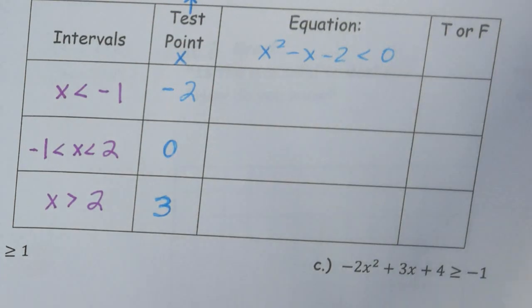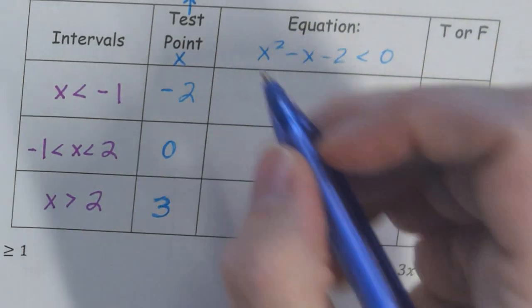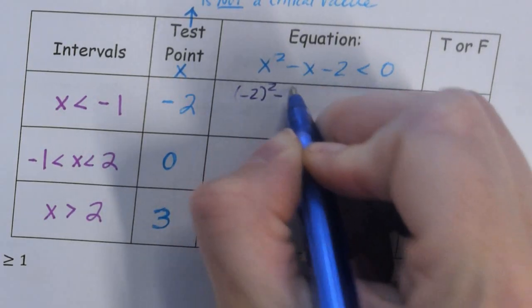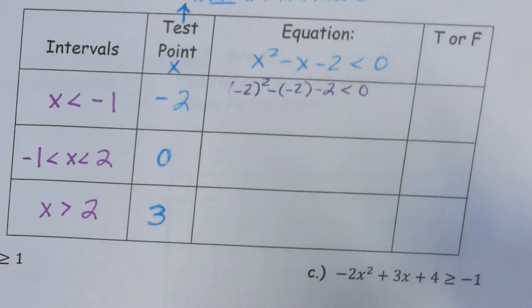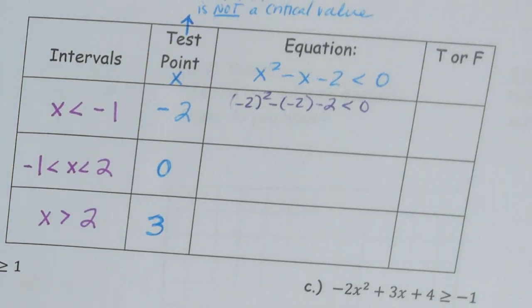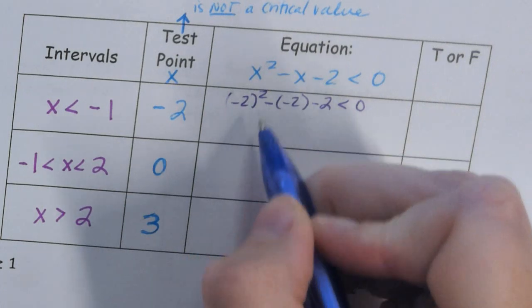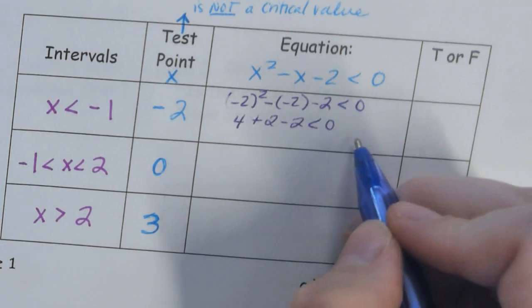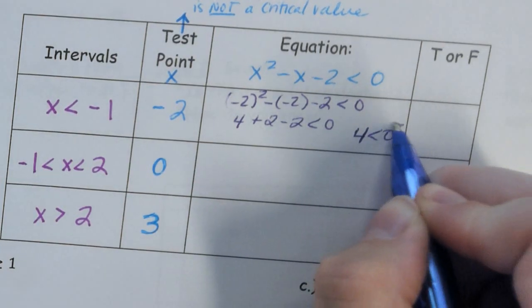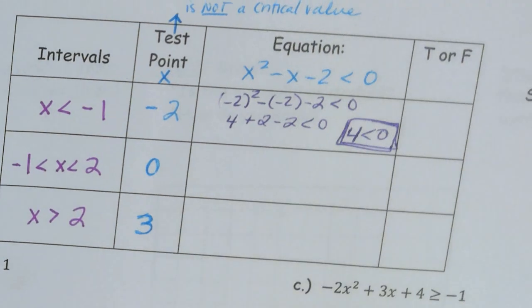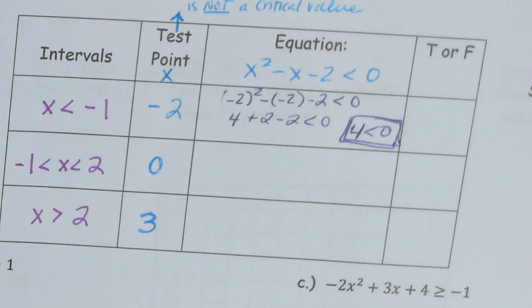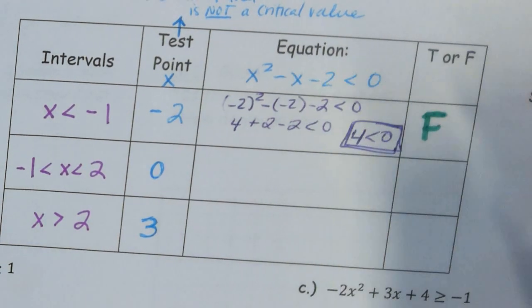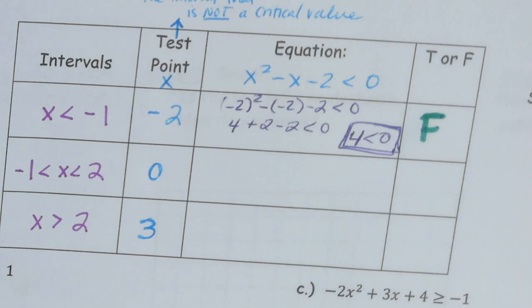All right, so let's do the first one together. I have -2 squared minus -2 minus 2 is less than 0. Okay, so -2 squared is 4. This would be 4 plus 2 minus 2. And at the very least, when you're doing this on your homework, I need to see this part. So 4 is less than 0. Is 4 less than 0? No. So then I'm going to put F for false. Okay, so let's go to the next one.